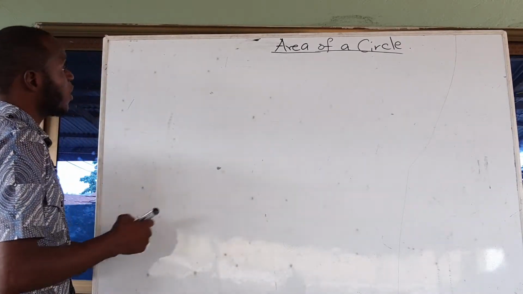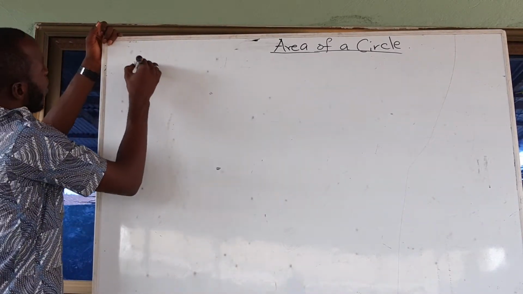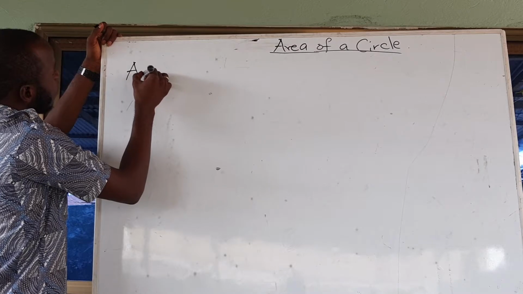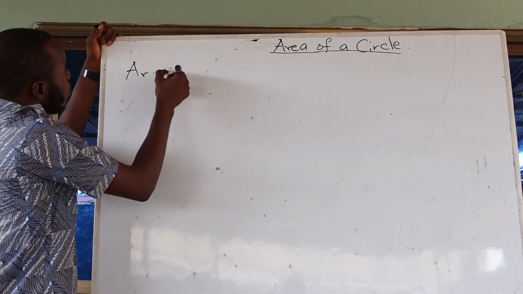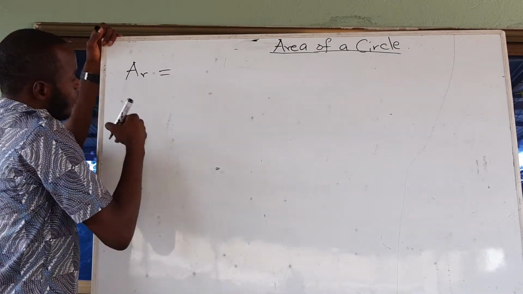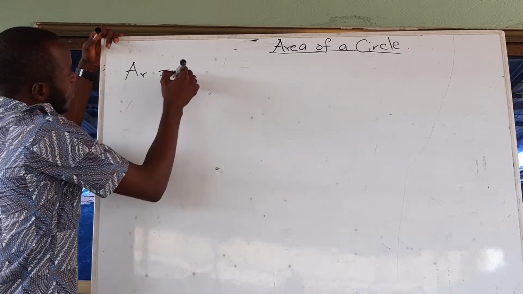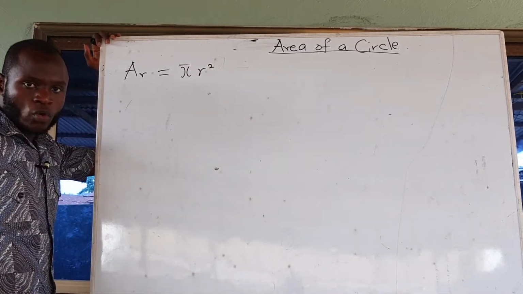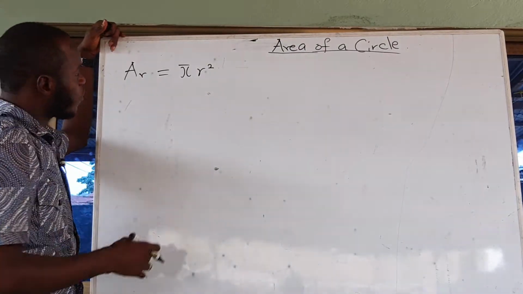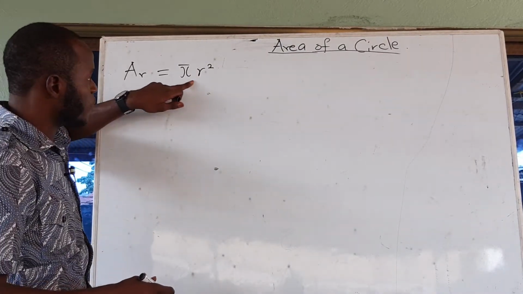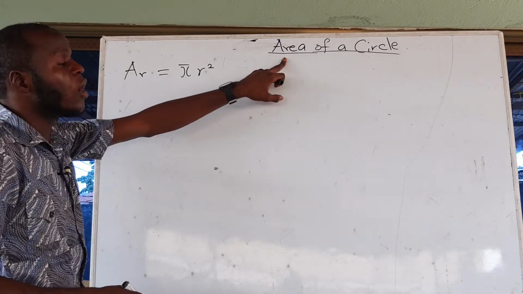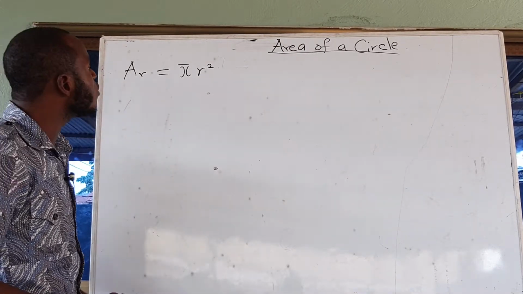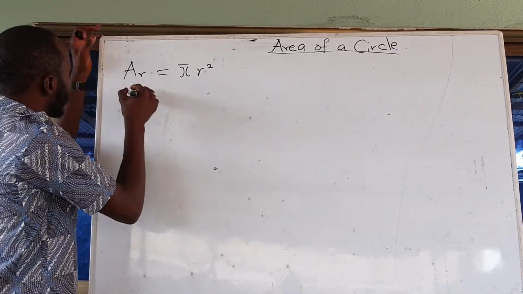Now the first formula that we'll be looking at is the area of the circle when the radius is given to you. When the radius is given to you, the formula we'll be using will be pi r squared. That is the formula that we use to solve for the area of the circle.